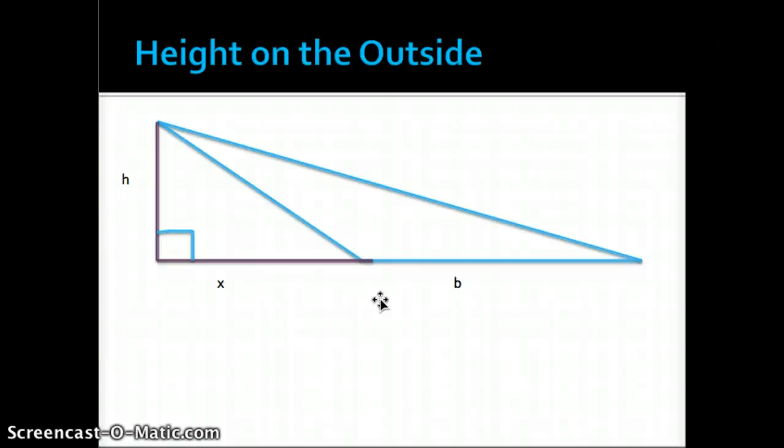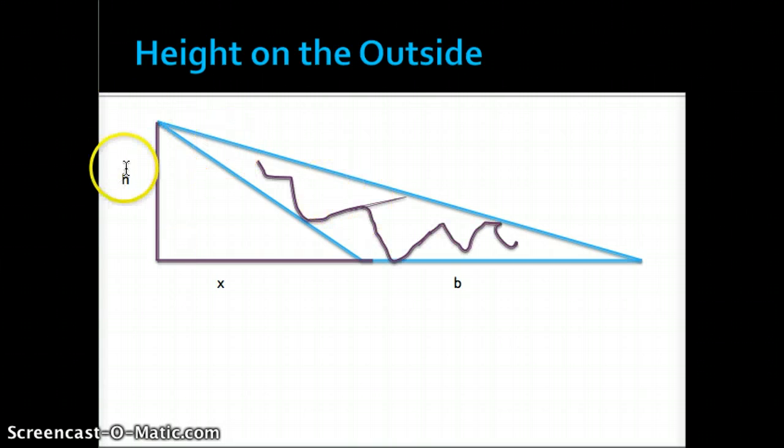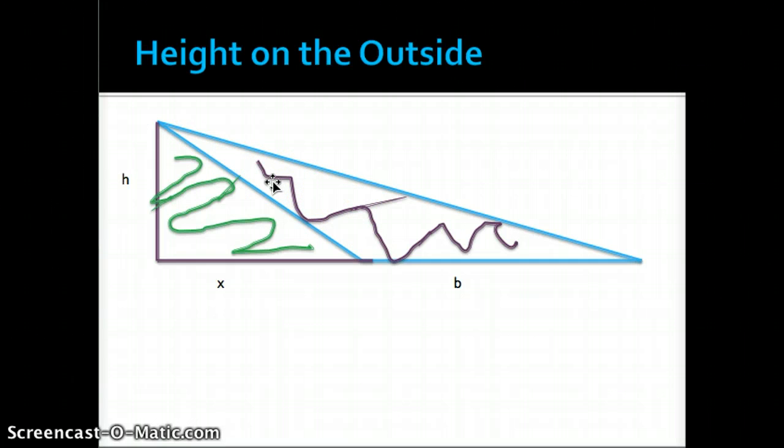Alright, the final triangle is the trickiest. It's where the height is on the outside. So right now you can see that this extension that we added on where the height is, I put X to symbolize this extension from the base of the original triangle. Height is over here. So what we want to do is get the area of this triangle. But in order to do that, we also need to find the area of the larger triangle, which includes this area right here marked in green.